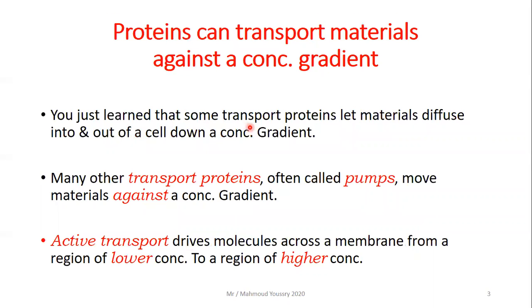You just learned that some transport proteins let materials diffuse in and out of the cell down a concentration gradient. Many other transport proteins, often called pumps, move materials against a concentration gradient, and this is why they are called pumps, because they are moving the materials against the concentration gradient. So what is active transport? Active transport drives molecules across a membrane from a region of lower concentration to a region of higher concentration. So this is the opposite of passive transport.